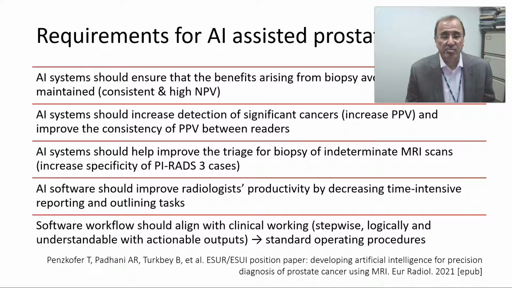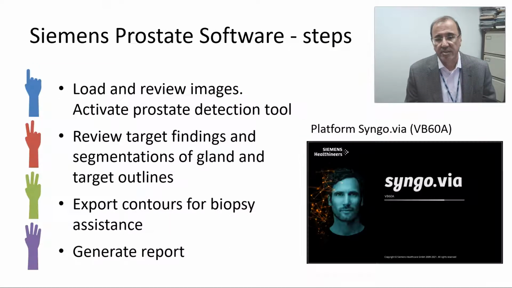Ideally, an AI system should be able to help us with PIRADS 3 cases when we look at patients and we're not sure what's going on, so maybe increase the specificity in those cases. It should improve our productivity by reducing the time required to do these contouring tasks, and the way we use the AI software should work with the way we work. In other words, it has to be stepwise, logical, understandable, and of course actionable. In other words, we need a sort of standard operating manual for this.